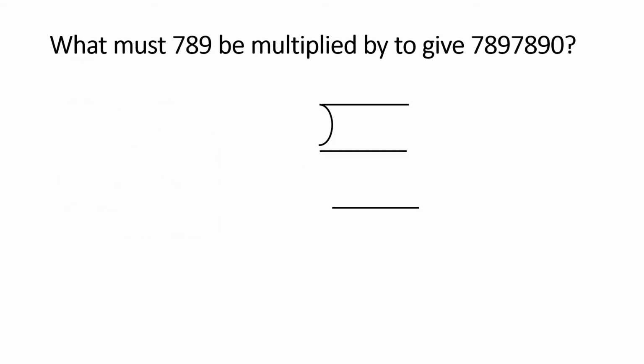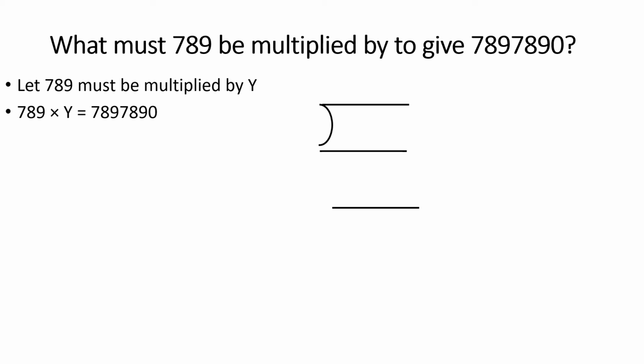Now let us take one more example. What must 789 be multiplied by to give 7897890? For this question, let us assume that 789 must be multiplied by y. Now it means 789 multiplied by y equals this 7897890. Now we have to find out the value of y.